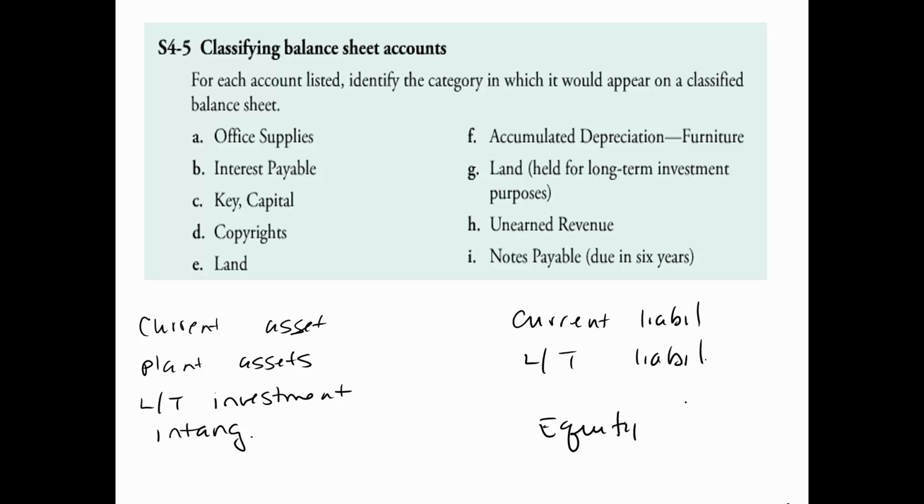So office supplies, I'll use those up within the year, so that'll be a current asset. Interest payable will be due within the year, so that'll be a current liability. Capital is obviously part of the equity account. Copyrights would fall under that intangible asset. Tangible. Land would be part of your plant assets.